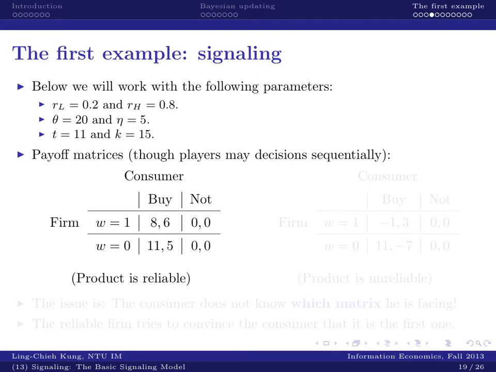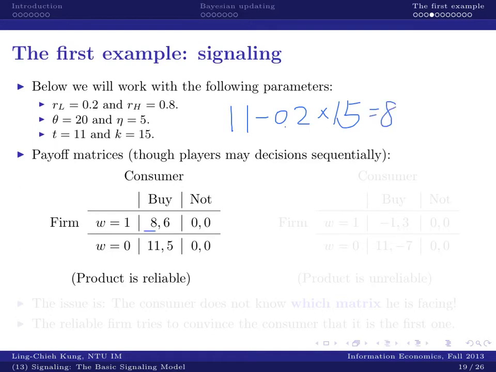Just as an example, suppose the product is reliable. If the consumer does not buy this product, everyone gets 0. If the consumer buys the product and the manufacturer offers the warranty plan, the manufacturer gets 8. Why? First, the manufacturer gets the payment, 11. Because the product is reliable, the probability for it to fail is 0.2. This is the probability for the manufacturer to pay the repair cost. The cost is 15, so 11 minus 3 is 8.